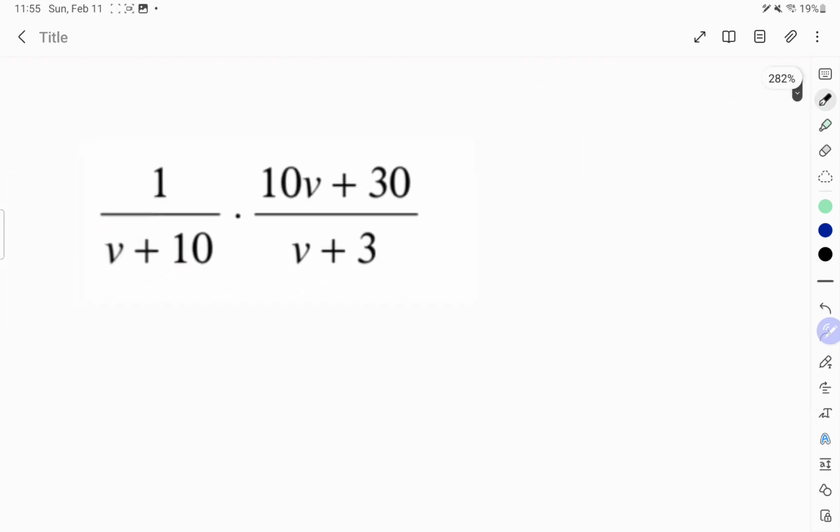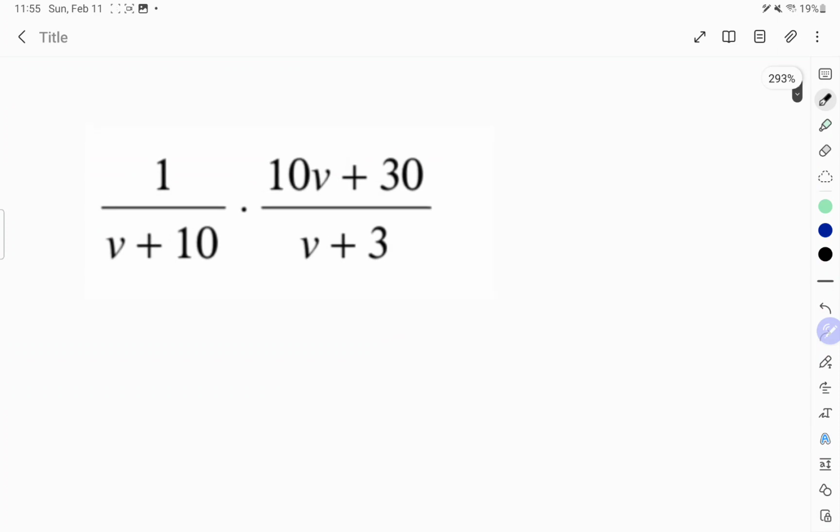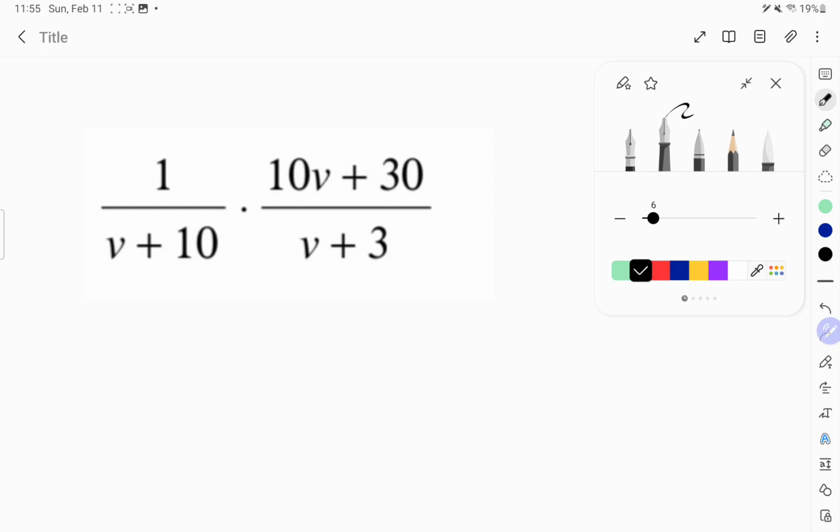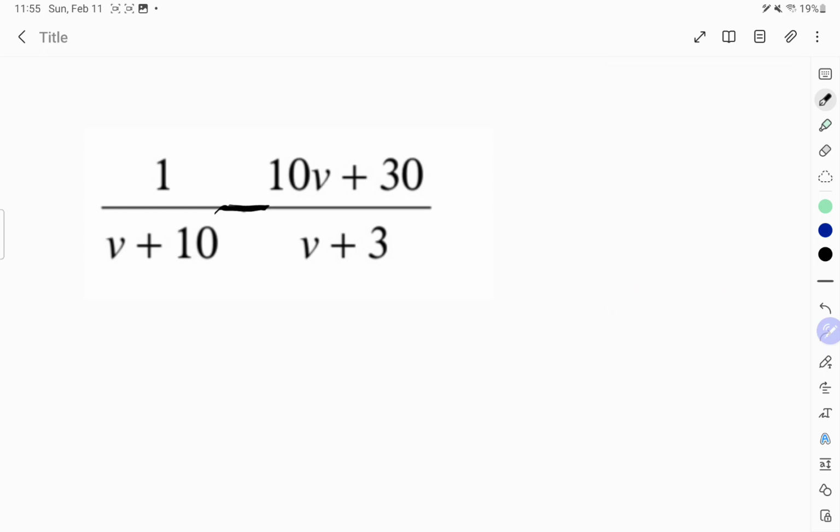So right here's my problem. I have 1 over v plus 10 times 10v plus 30 over v plus 3. It may seem pretty intimidating, but it really isn't. It's actually pretty easy to work with. Now, big fraction. First step. Now we multiply this with this.